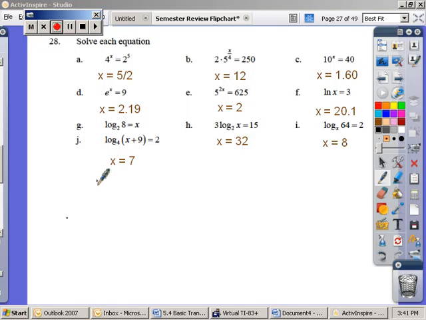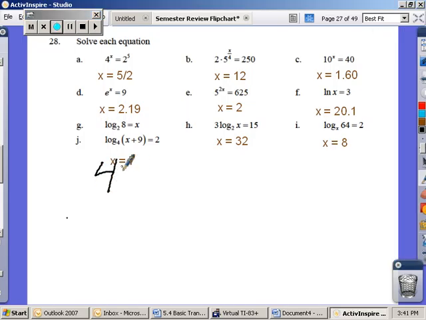It says 4 to the x equals 2 to the 5th. Now, bases must be equal for exponents to be equal. Are the bases the same? No. So I need to be able to switch. Which base can I rewrite so the value stays 4 but it appears differently?